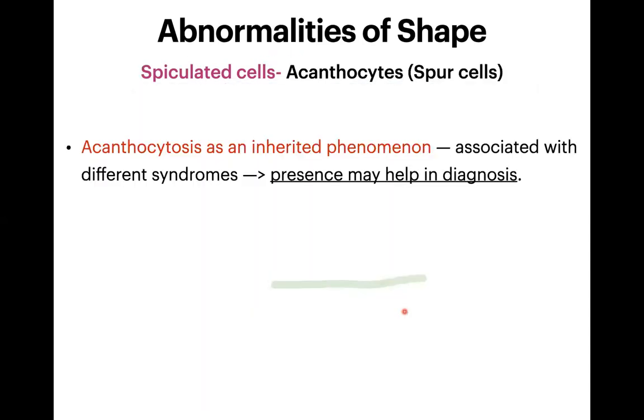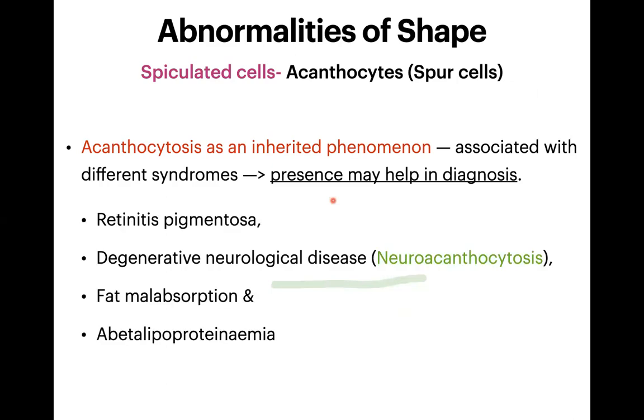Many times the people who are posted in the central lab might get samples with a request for PBF for acanthocytes. So acanthocytosis is an inherited phenomenon, and it is associated with different syndromes. Most of the time this kind of request comes from the neurology department, and their presence may help in diagnosis.